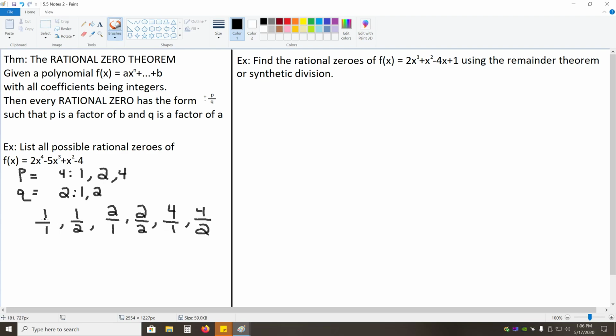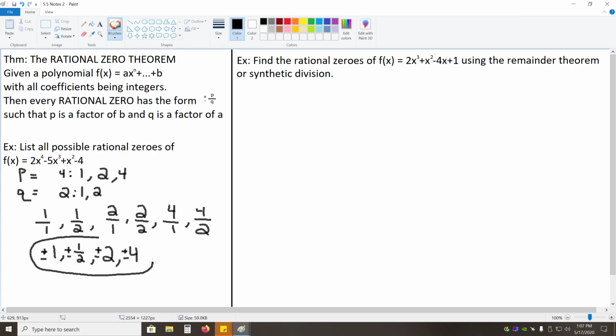So simplifying these, we have 1 over 1 is just 1, 1 over 2 is just 1 over 2, 2 over 1 is 2, 2 over 2 is 1, we already have that, we don't need to rewrite it, 4 over 1 is 4, and 4 over 2 is 2, which again we already have. And every one of these values can be positive or negative. So we'll put a plus or minus with every single one.